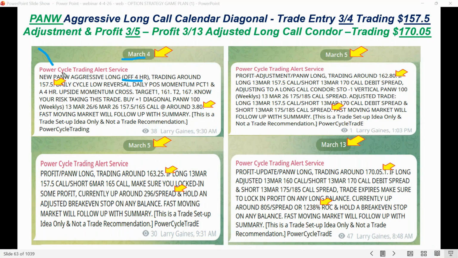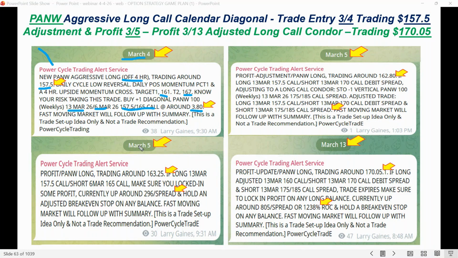But Palo Alto was trading, the software companies were getting crushed. So this was a more aggressive trade, trading right here at 157.5 when we set the trade up. I'll put my targets in with the alerts. So target 1 was 161, 167. The original trade setup was a calendar diagonal where we went long the 13 March, short the 6 March, 157, 165 call calendar diagonal at around 380.